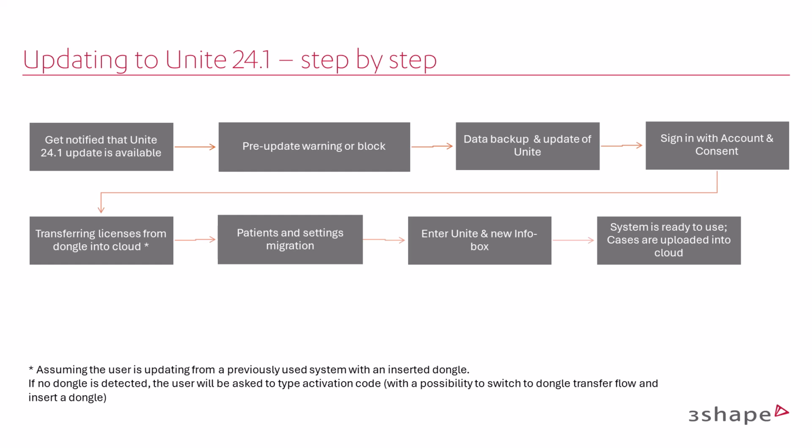If there isn't enough space in the default backup location, you'll be prompted to select a customized location. Once the backup is complete, the update process will commence. After the update, you'll need to sign in with your account. Remember, the user with administrator role within the company must sign in first. They'll need to accept consent, and then the transfer of licenses from dongle to cloud will occur automatically.